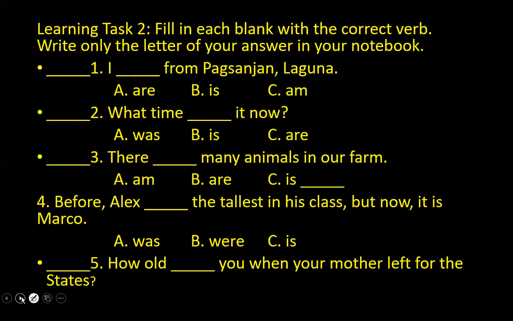Number 3. There were many animals in our farm, and there are blank many animals in our farm. The choices are are and is. Okay. Number 4. Before, Alex blank the tallest in his class, but now it's Marco. The choices are was, were, and is. Number 5. How old blank were you when your mother left for state? The choices are was, were, and is. Same choices.